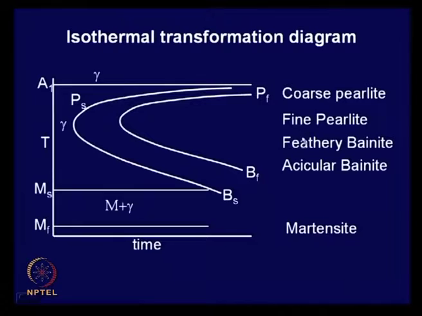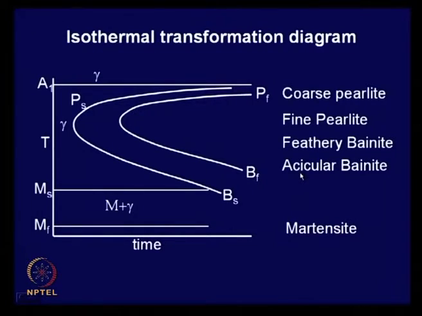In between you have a mixture of coarse pearlite and fine pearlite. In between, at this intermediate isothermal temperature, the microstructure changes from coarse to fine, feathery, acicular bainite. As you go down that isothermal temperature, the structure becomes finer and it becomes much stronger.